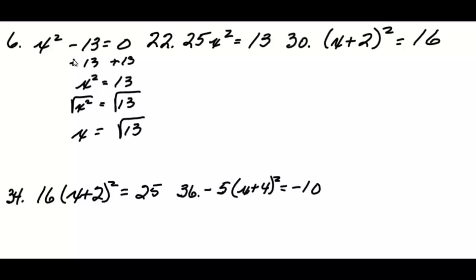However, because the square root of some number can be both positive and negative, we put in this symbol which looks like a plus with a little minus underneath. That means plus or minus the square root of 13. Okay? That's the basic rationale in solving these problems.